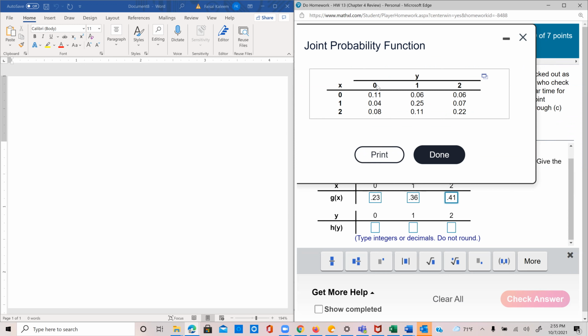Similarly, y is equal to 0 is the first column, so 0.15, 0.23. Y is equal to 1 is the second column, 0.42. And then we add up the third column for y is equal to 2, so 0.13 and 0.35.